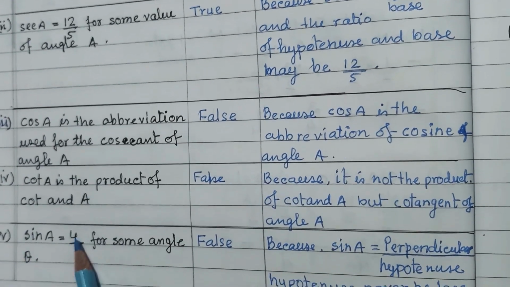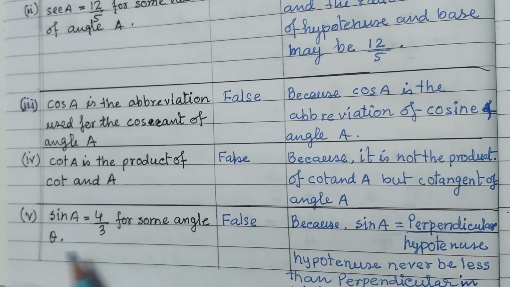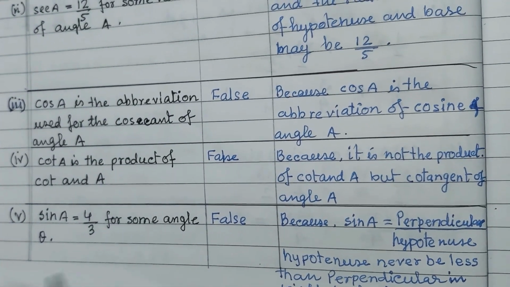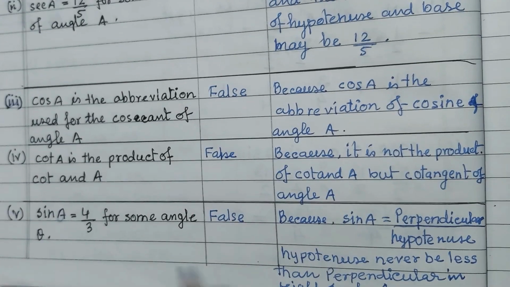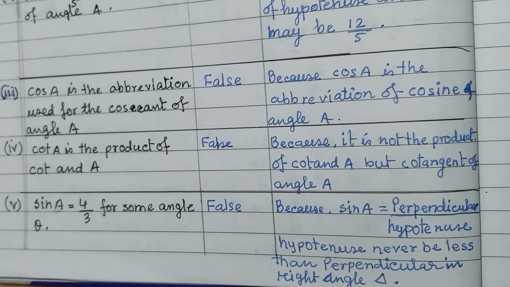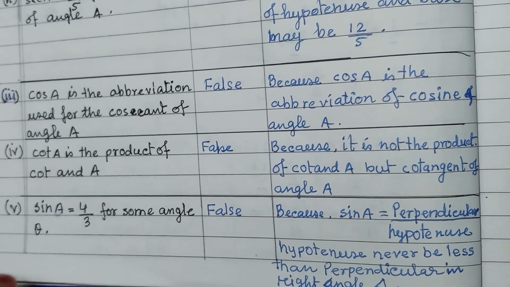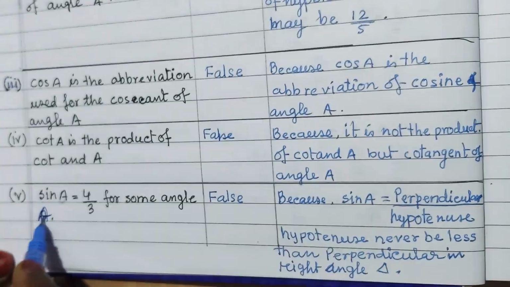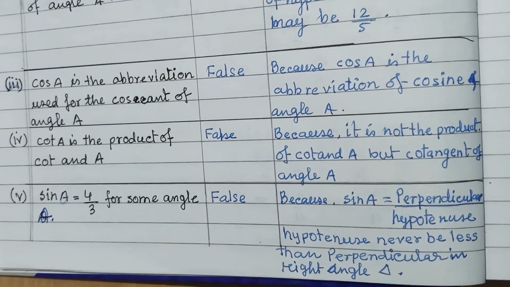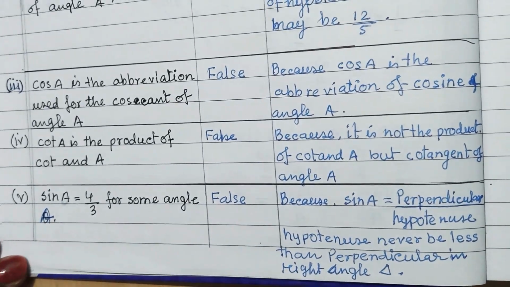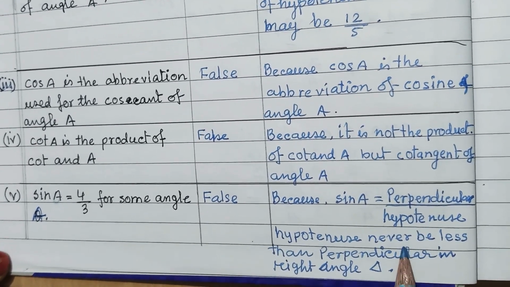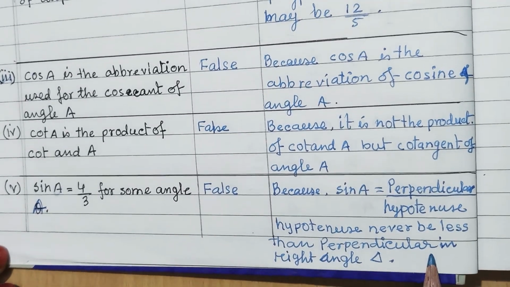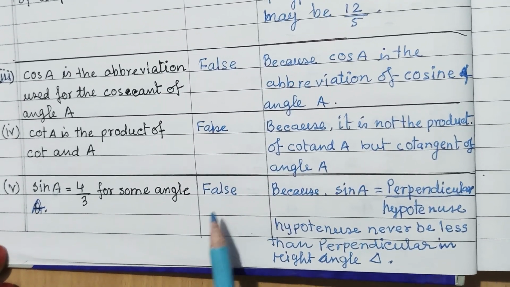Sin A is equal to 4 upon 3 for some angle A. Sin A is equal to perpendicular upon hypotenuse. So the hypotenuse can never be less than the perpendicular. So it is false.